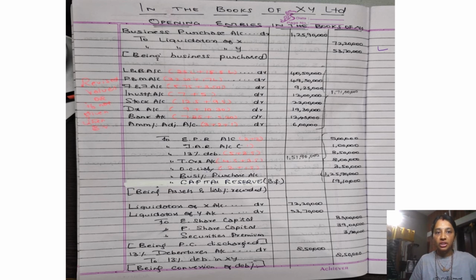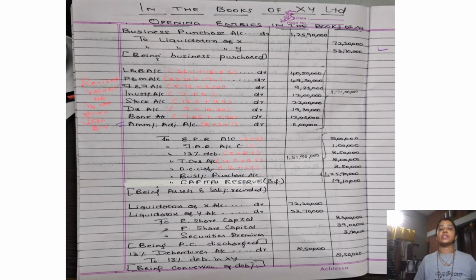credit, and then transferring statutory reserve to a new account called amalgamation adjustment account to the extent of statutory reserve. Then find out the balancing figure. If the balancing figure is in the debit column, it is goodwill; in the credit column, it is capital reserve. In this problem, it is capital reserve of 19 lakh 10,000.